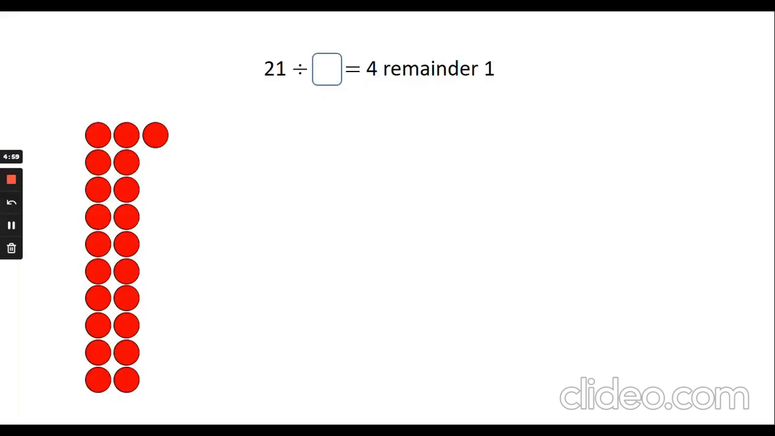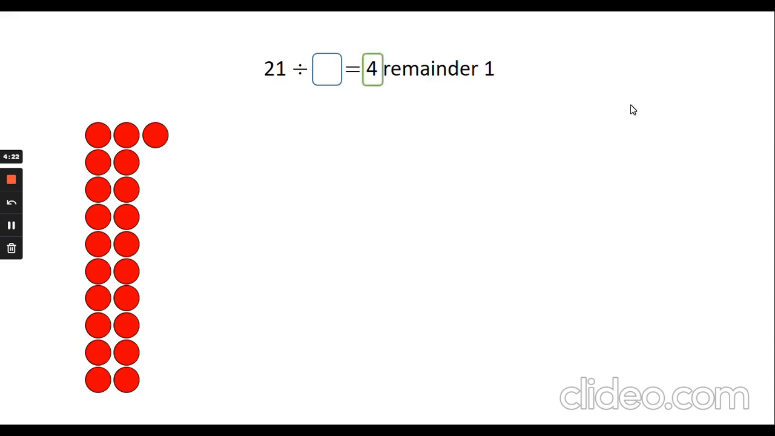Some questions we will get will look like this, where we have a missing number. We don't know what we are dividing by. So it's important that we look at the information we do know. So how many we are starting with, our total, which is 21, and our answer 4 remainder 1. Now, because our answer is 4 remainder 1, we know that whatever we are dividing by, we managed to make 4 equal groups, and then we had 1 left over.